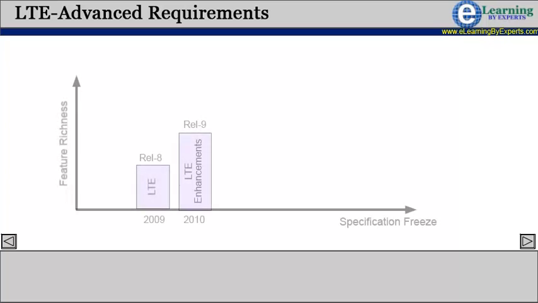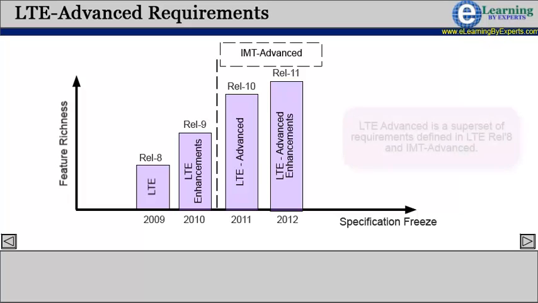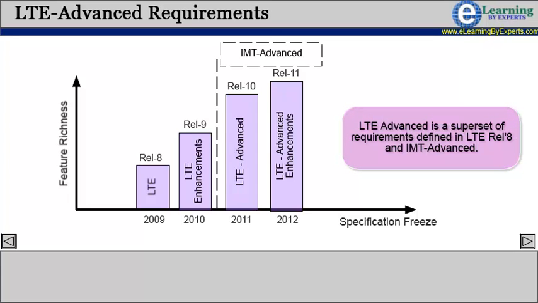Release 10 LTE Advanced is not a new technology but an evolution of LTE Release 8. Significant features are added into LTE Release 10 in order to meet IMT Advanced requirements. All existing LTE Release 8 and Release 9 requirements are equally applicable to LTE Advanced. Release 11 introduced some enhancements to Release 10 LTE Advanced. LTE Advanced meets or even exceeds the requirements defined by IMT Advanced. So, overall LTE Advanced is a superset of requirements defined in LTE Release 8 and IMT Advanced.